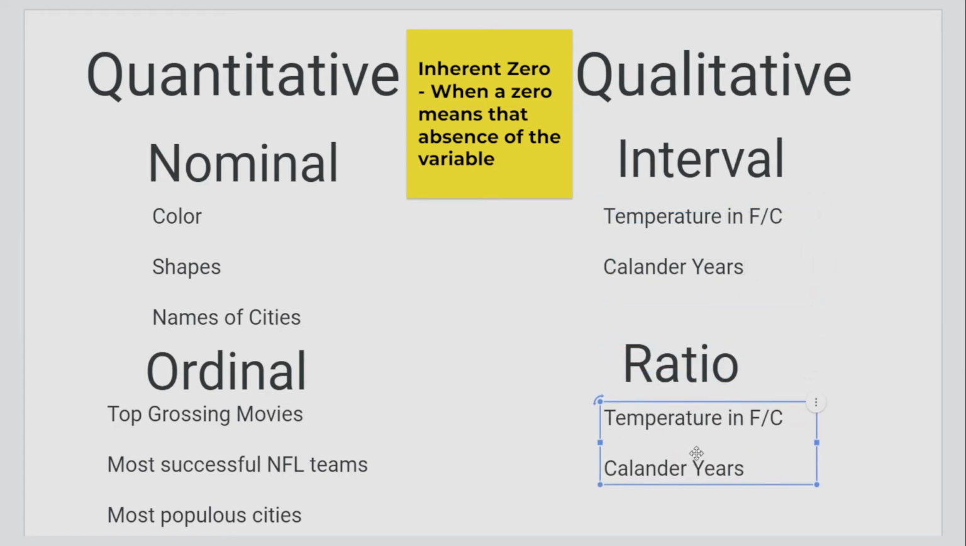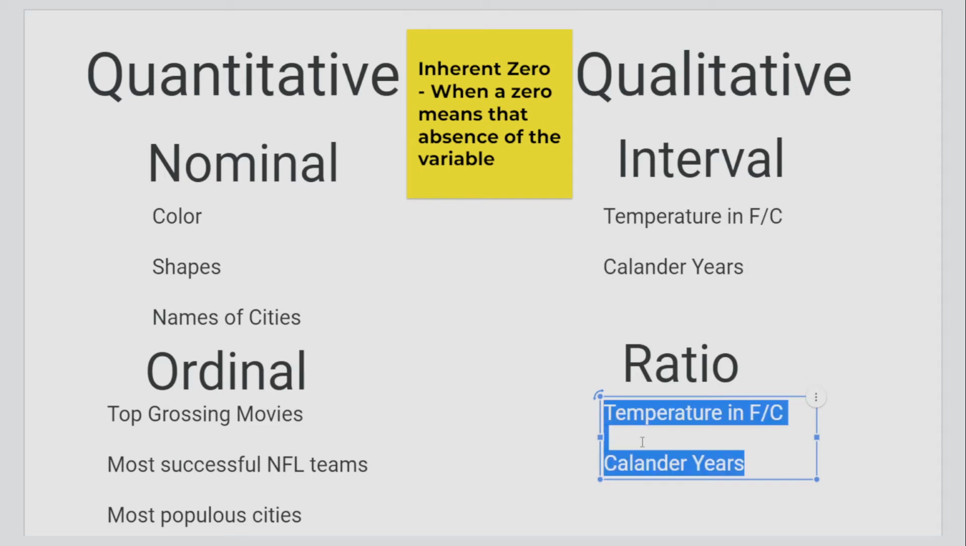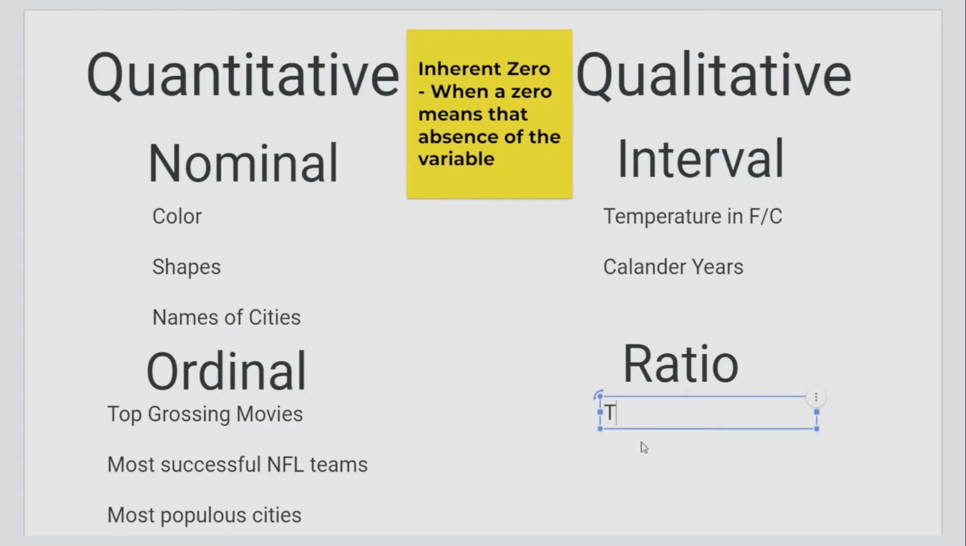And for ratio, that means that 0 means that there is none, right? For example, temperature in Kelvin would be ratio, because Kelvin cannot go to the negatives, right? 0 is where you start counting for Kelvin.